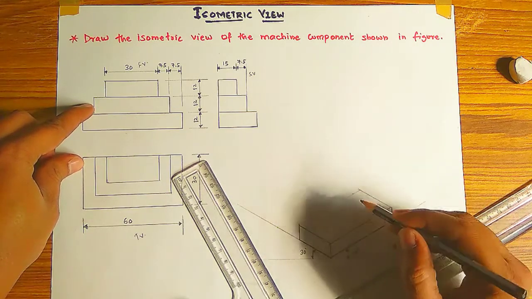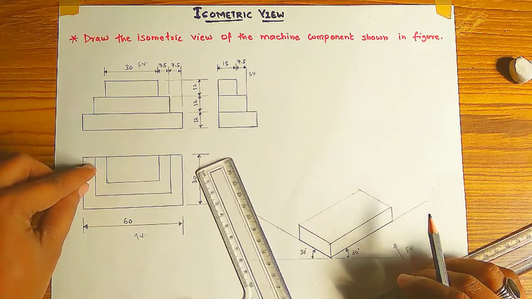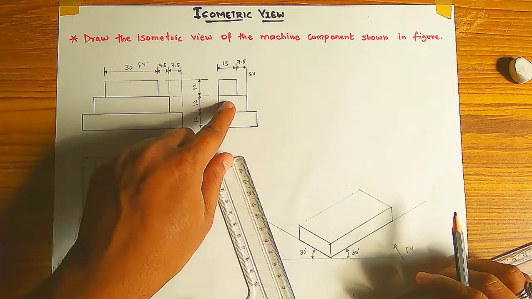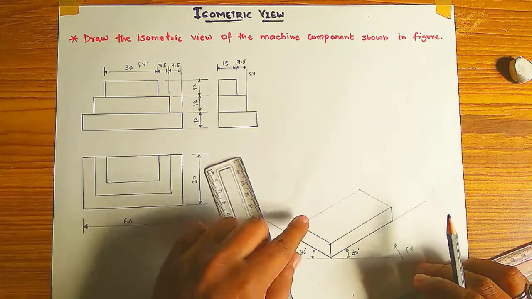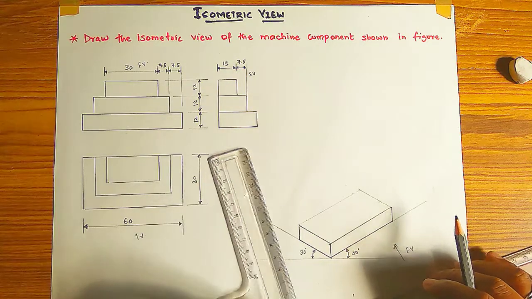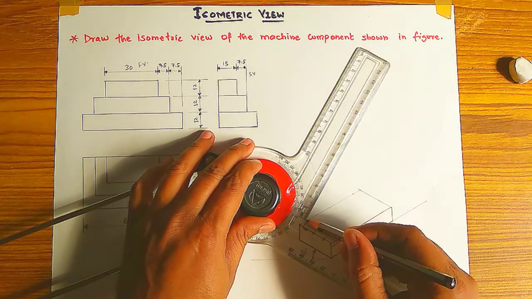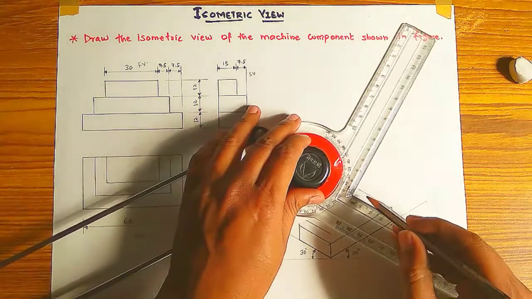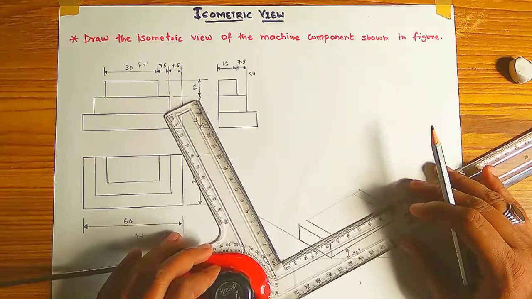So 12 mm height we have to take. For the second plate, the second step, what is the total height? He has not given it in the top view, so we have to see the side view. This is the second plate. From the side view, the width of this plate will be 15 plus 7.5, which is 22.5. So we have to take 22.5 mm from here, parallel to this angle and this angle, 22.5. Then join this line.